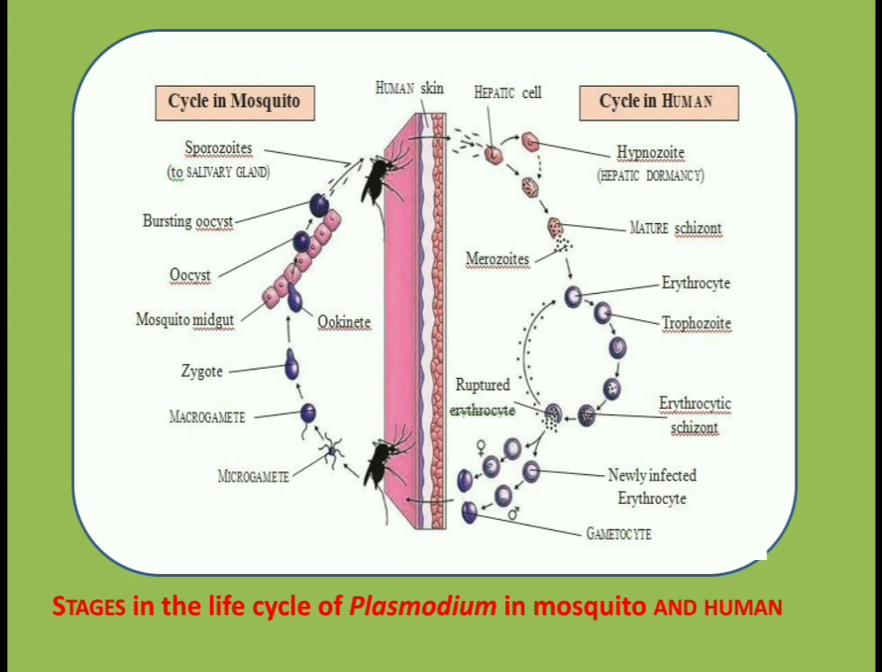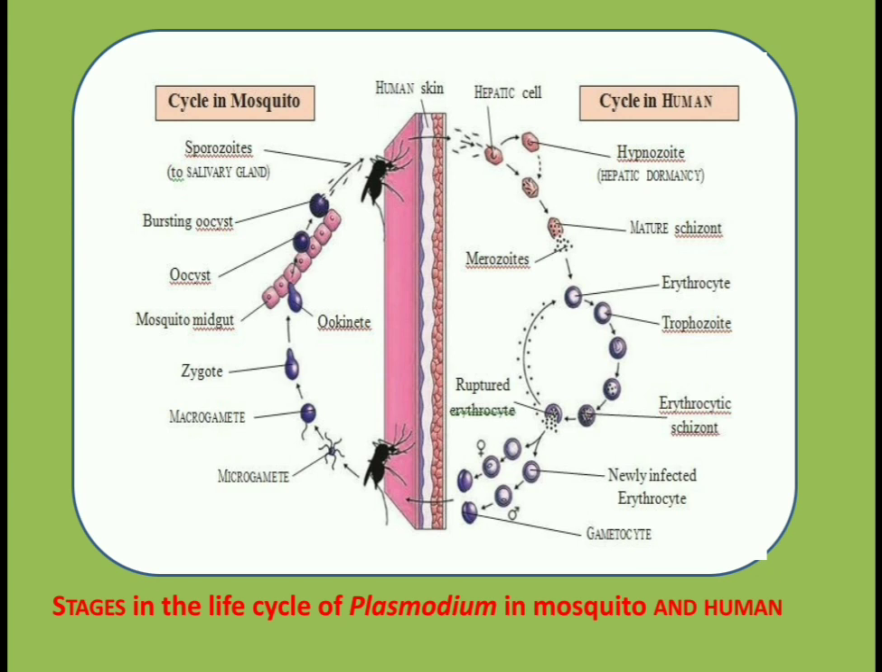Now we will see the stages in the life cycle of Plasmodium in mosquito and human. As we discussed earlier, the mosquito is the vector and the main pathogen is Plasmodium. So how the cycle occurs with the two hosts, first the vector mosquito and the second the human being, how they are infected and how the human being suffers from malaria, we will discuss very broadly. Now, on the mode of transmission, you are able to see the diagram of the life cycle of Plasmodium in mosquito and human.